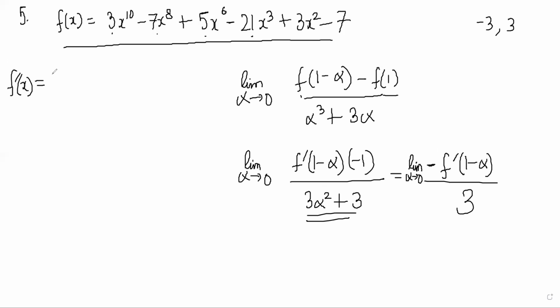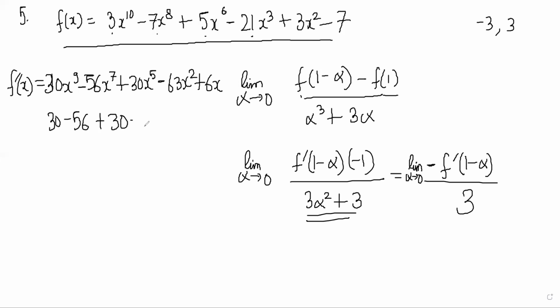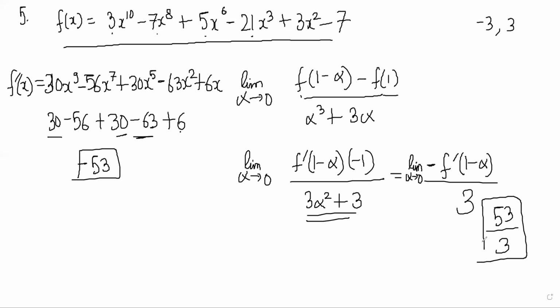Find f dash x, it will be 30 x power 9 minus 56 x power 7 plus 30 x power 5 minus 63 x square plus 6x, right? And you have to put alpha f dash 1, so 30 minus 56 plus 30 minus 63 plus 6. So 60 plus 6, 66 minus 63 is plus 3. So minus 53 is coming. So answer should be 53 by 3, unless we have made some careless mistake. Hopefully not. Third one is the answer.